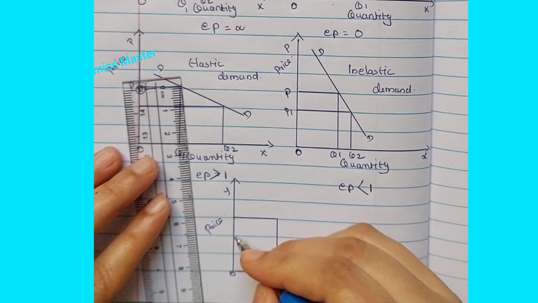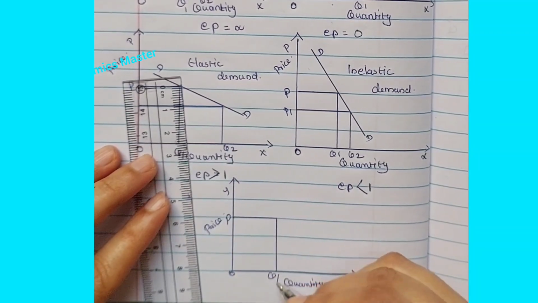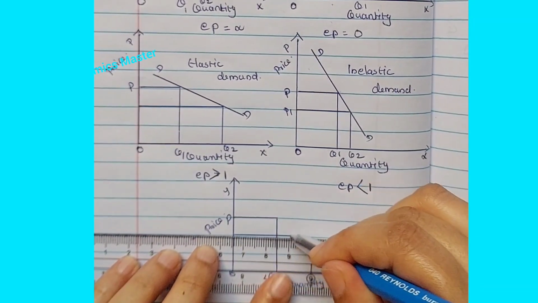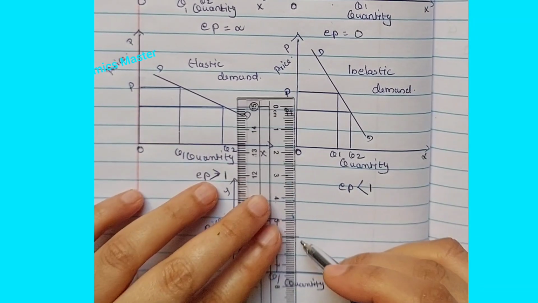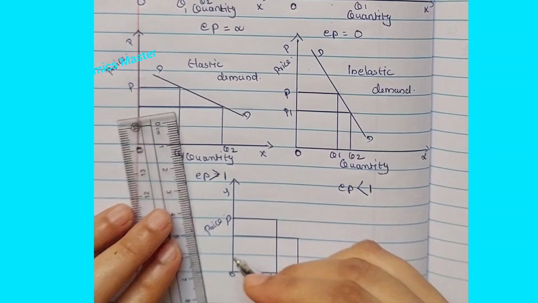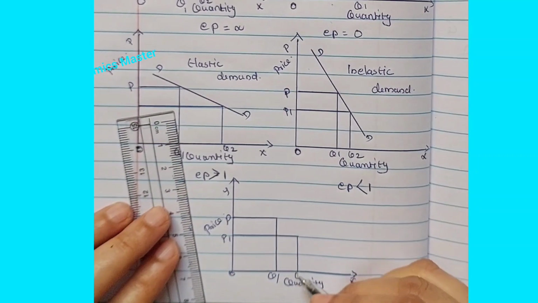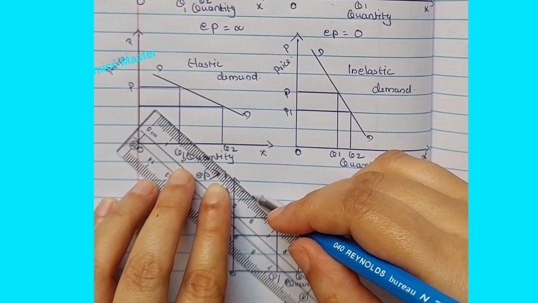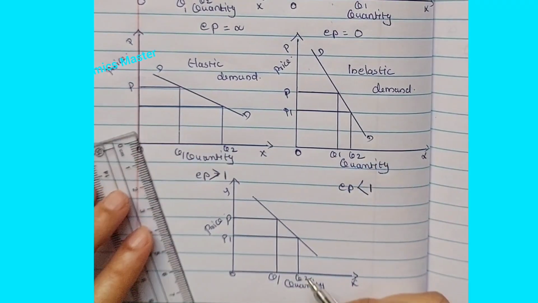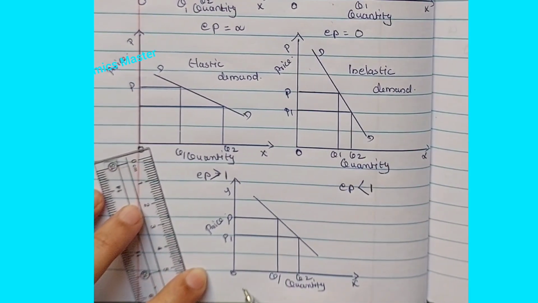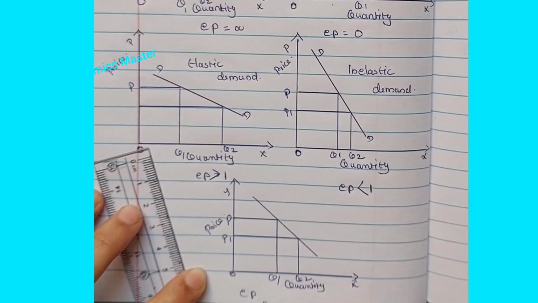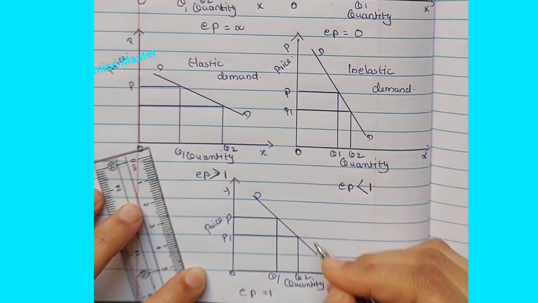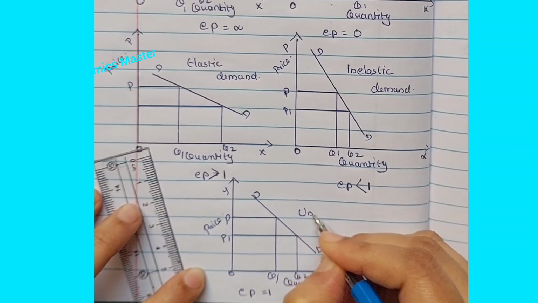When the price is P, the quantity demanded is Q1. When the price decreases to P1, quantity demanded increases to Q2. Increase in quantity demanded is exactly the same as the decrease in price level. So the elasticity is equal to 1. Unitary elastic demand.